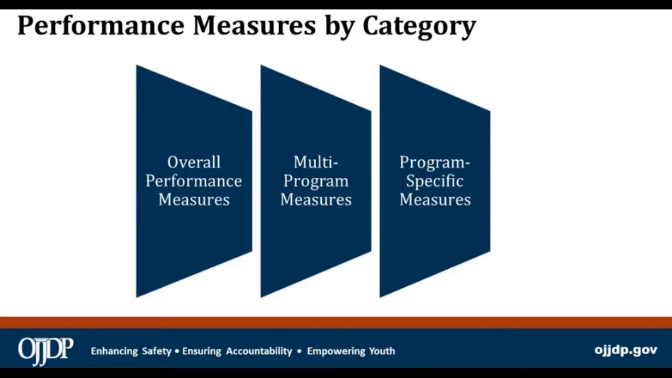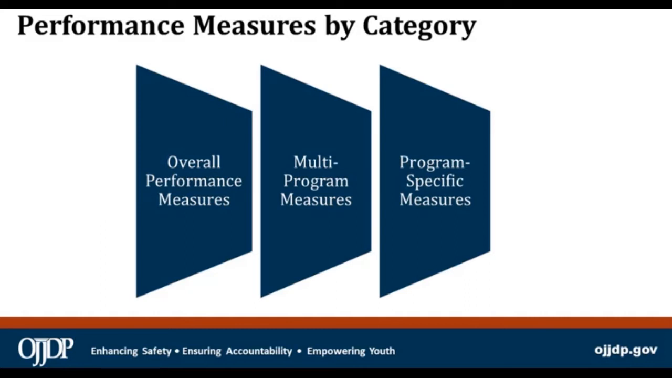Multi-program measures impact 3 types of populations. 1, shared targeted populations such as children involved in the child welfare system or tribal youth. 2, those with a similar service delivery model such as mental health services or prevention services. And 3, those with shared outcomes, an example could be youth provided with defense counsel.